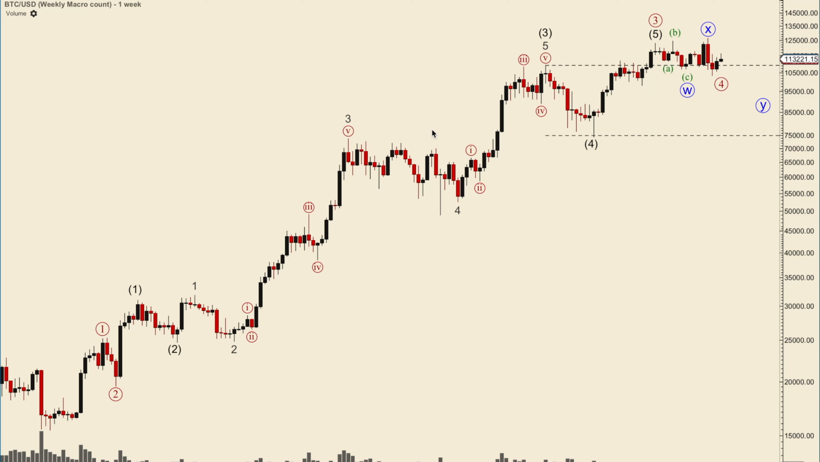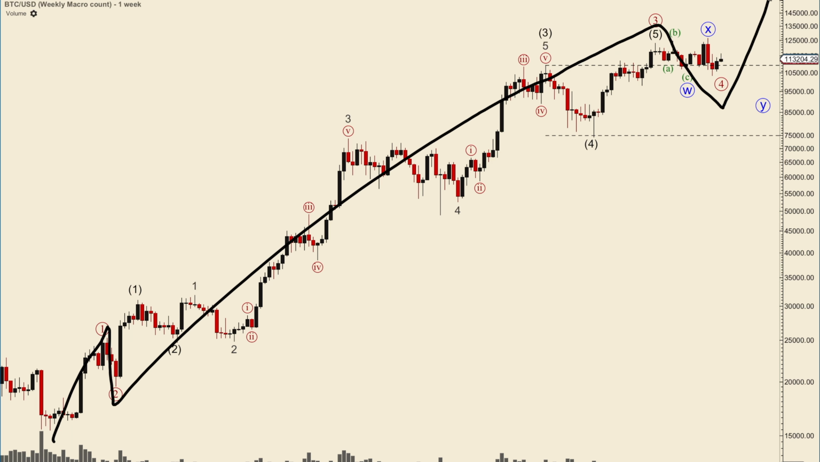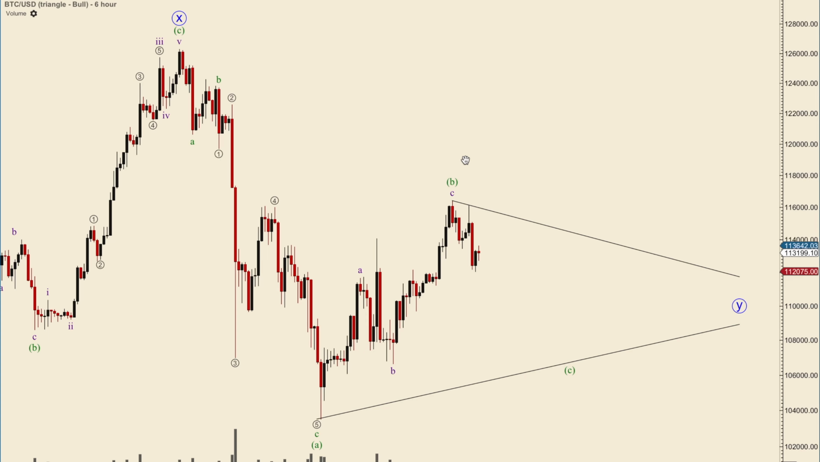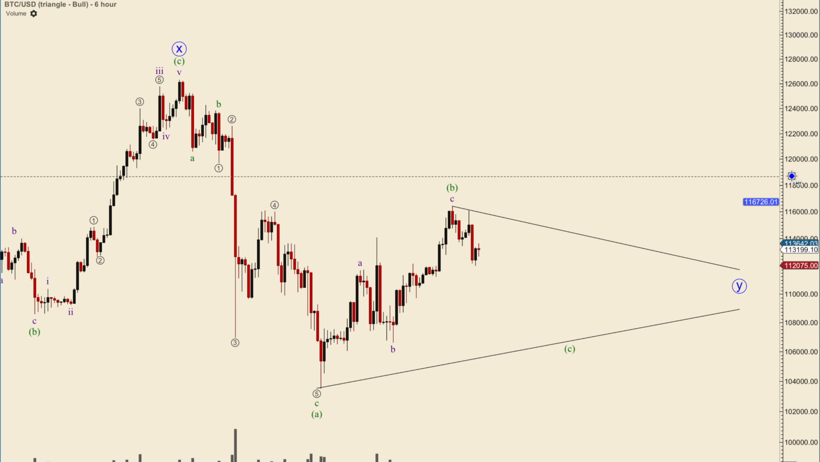Hello! So let's take a look at the different scenarios for Bitcoin in an Elliott Wave perspective. So this is the macro count where we have 1, 2, 3, 4, and now looking for a finishing wave 5.